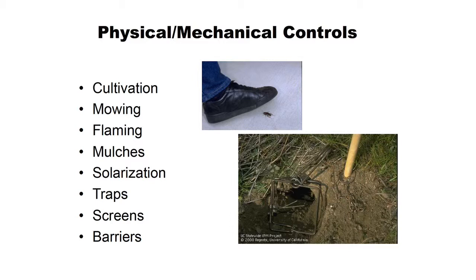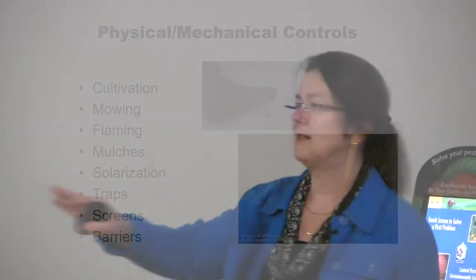Mulches are very important for weed control. Solarization, clear plastic on the top of the bare moist soil for 6 weeks in the hottest part of the year, will get rid of most weeds, most pathogens, and nematodes, at least down to 12 inches.